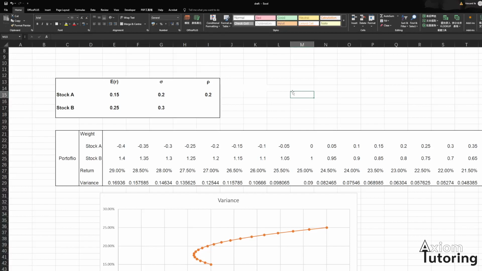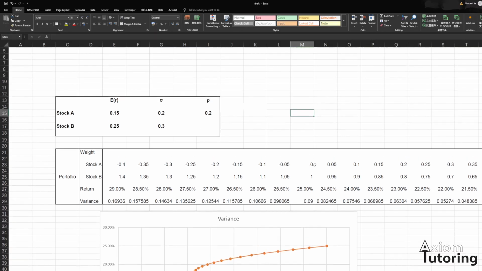Hi, in this video, we'll continue to explore the portfolio return and variance depending on different weights of its component stocks. From the previous two videos, we have always assumed that the weight for stock A and stock B cannot exceed 100% or go below 0%. But is it possible that we can further extend it to negative weights?